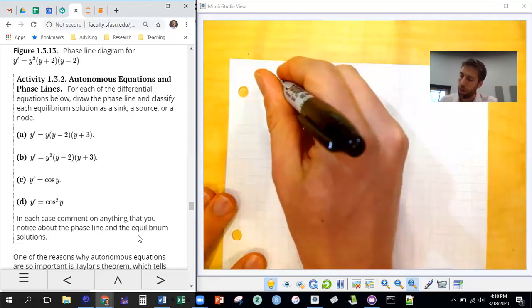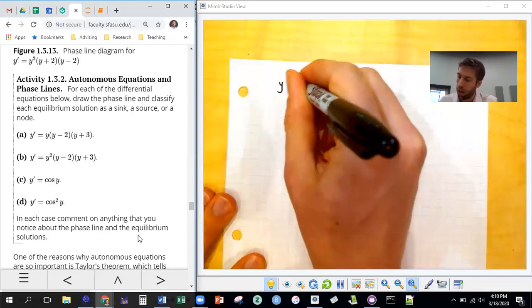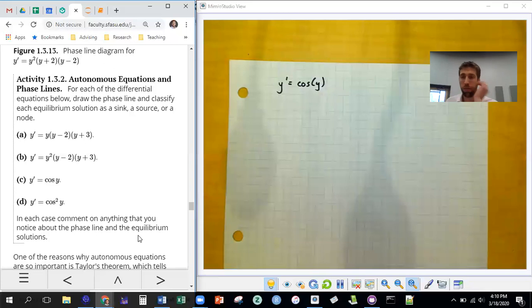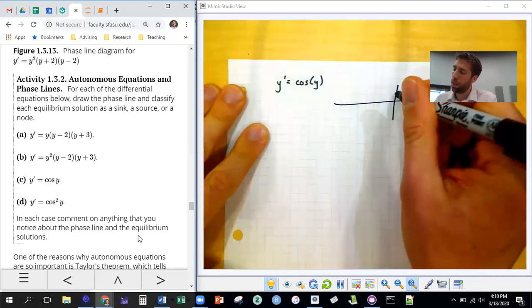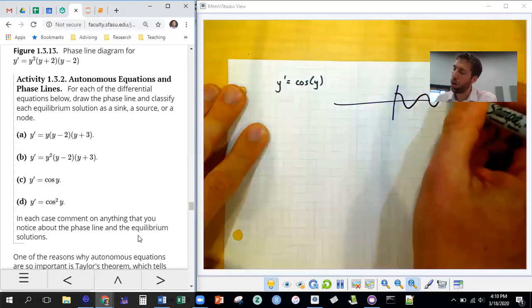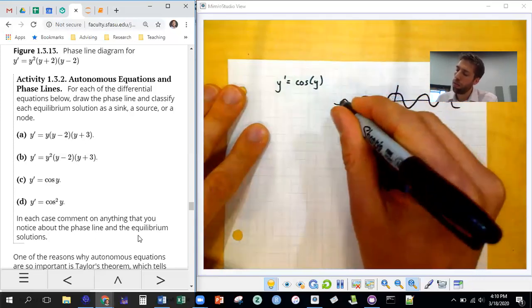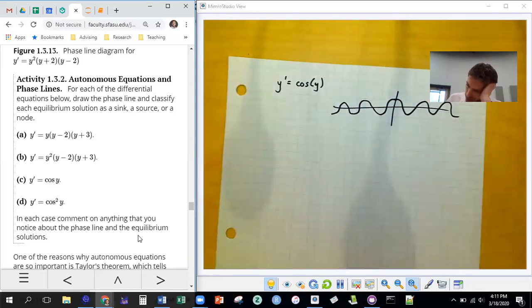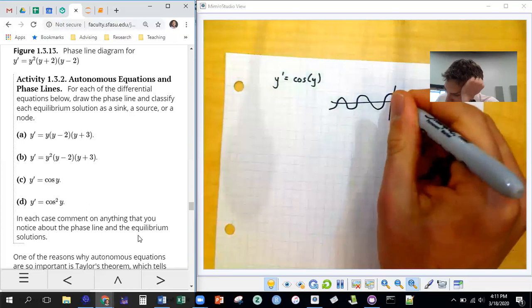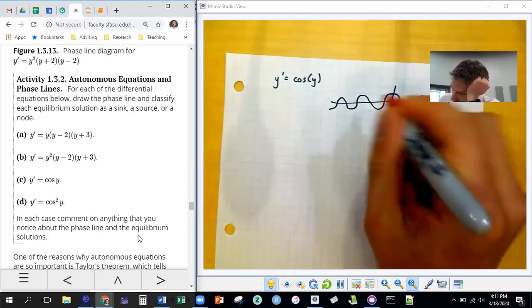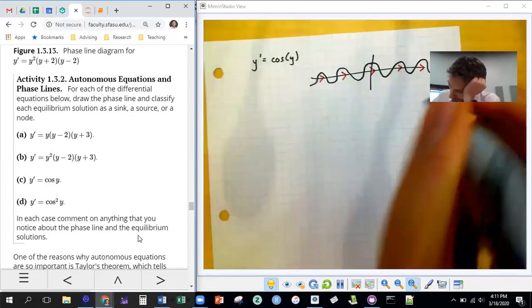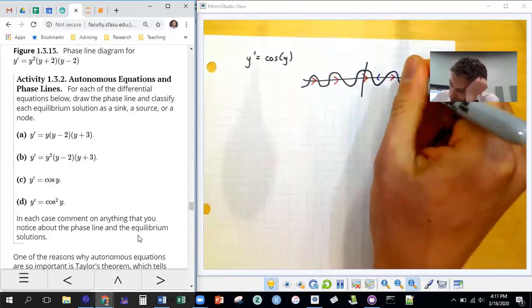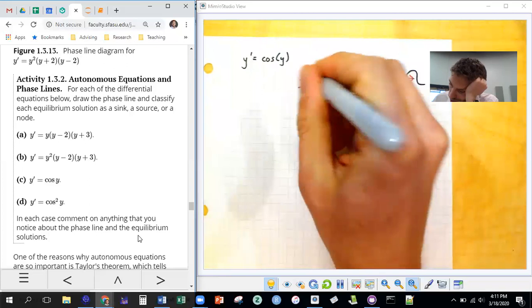C is fun because you've got y prime equals cosine of y. So instead of having just a finite number of zeros, you have infinite zeros. Cosine of y starts up high and then here it's going positive, here it's going positive, here it's going positive, and then here it's going negative, negative, negative.